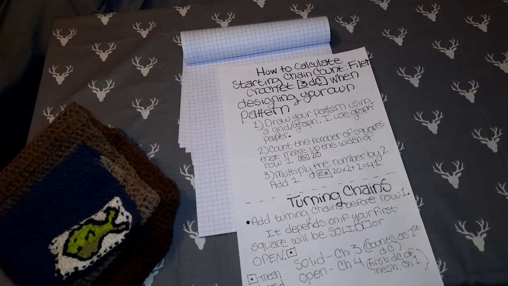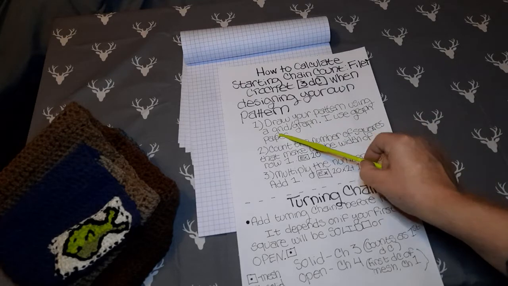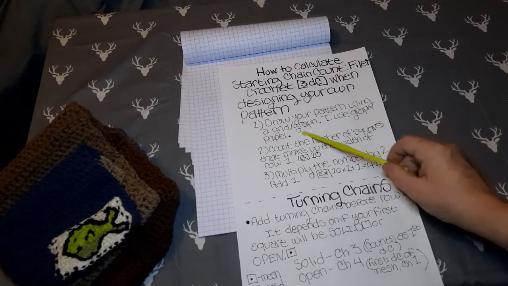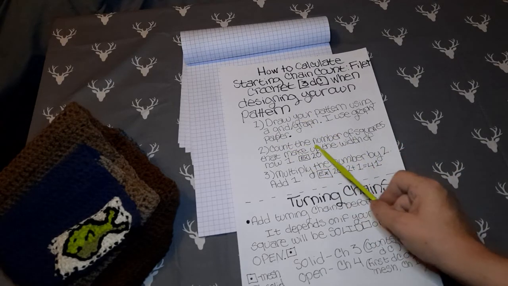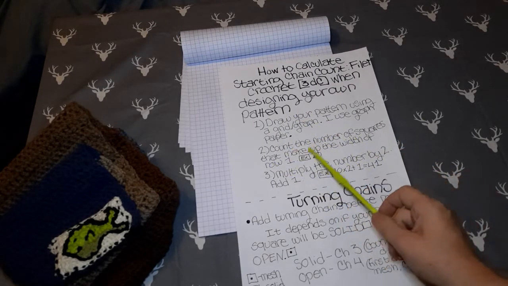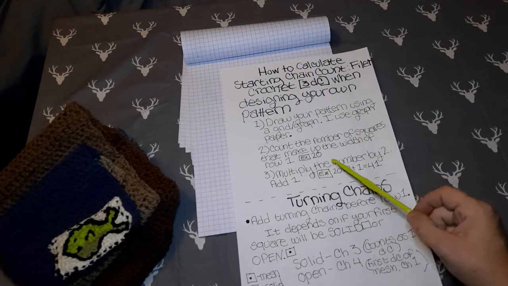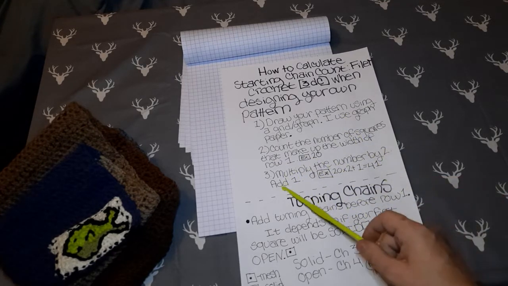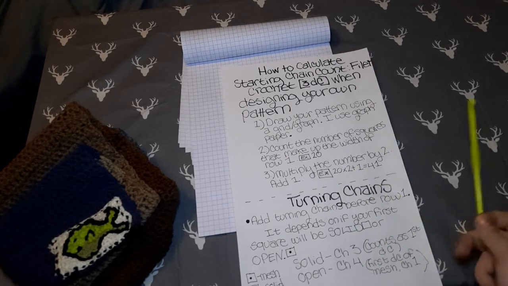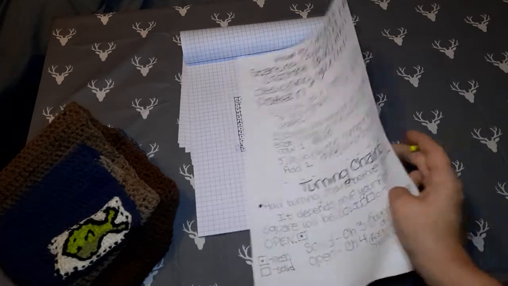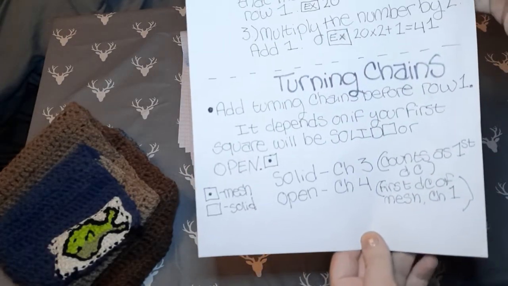So the first thing you're going to need to do is draw your pattern using a grid or graph, however you want to say that. I use graph paper. Count the number of squares that make up the width of row 1, for example 20. Multiply the number by 2 and add 1. 20 times 2 plus 1 would be 41. But that's not counting your turning chains. So let me put it up closer to the camera.